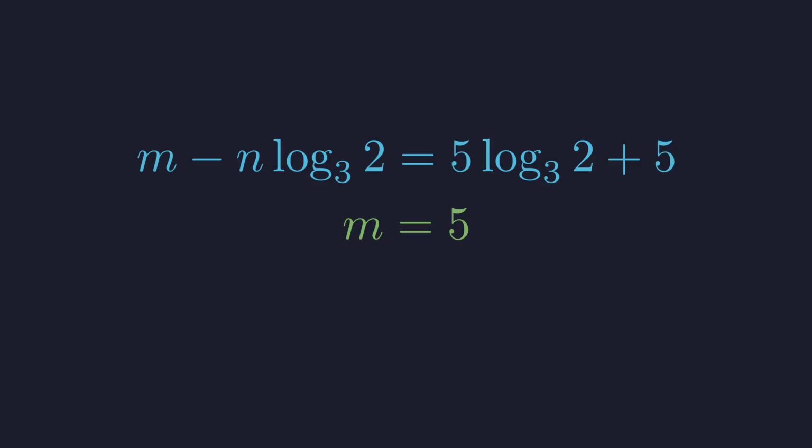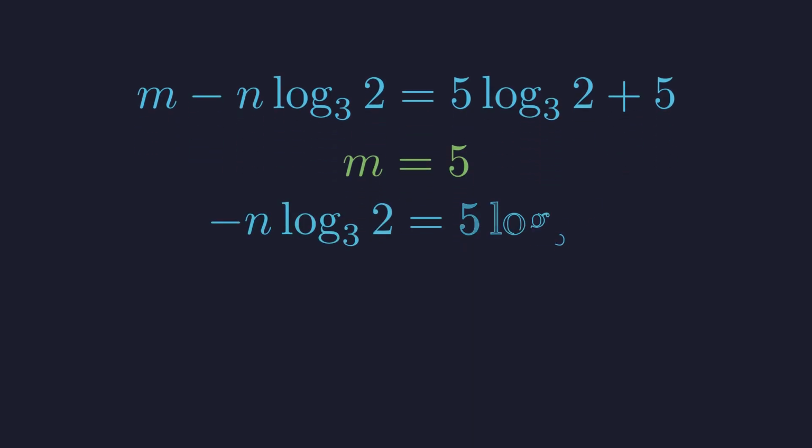For the logarithm terms, negative n times logarithm base 3 of 2 must equal 5 times logarithm base 3 of 2. This gives us negative n logarithm base 3 of 2 equals 5 logarithm base 3 of 2. We can divide both sides by logarithm base 3 of 2, since it's non-zero. We obtain negative n equals 5. To isolate n, we multiply both sides by negative 1. Therefore, n equals negative 5. Let's present our final answer. m equals 5 and n equals negative 5.